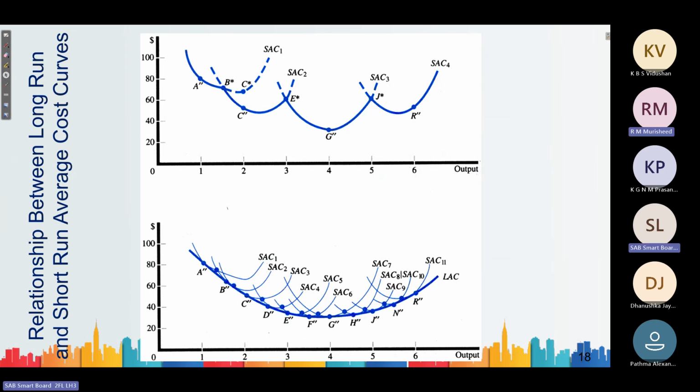Because when we are observing the production of one particular firm, we always observe their short-run operations. If we visit a production facility or a firm, what we observe is their short-run operations.